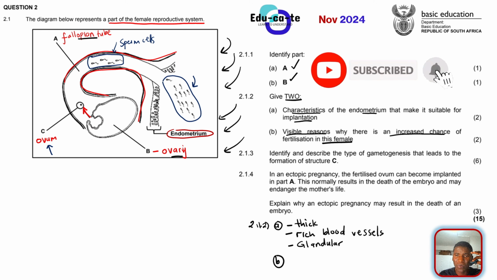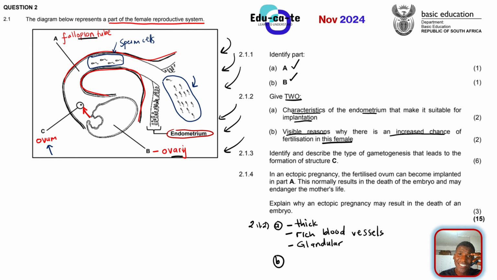Just don't be general on this. They said in this female. So in this female, what are visible reasons? The word visible or observable reasons, they want something that you can see from the diagram that makes you say that this female has got a better chance or an increased chance of falling pregnant. What in the diagram testifies for that statement?